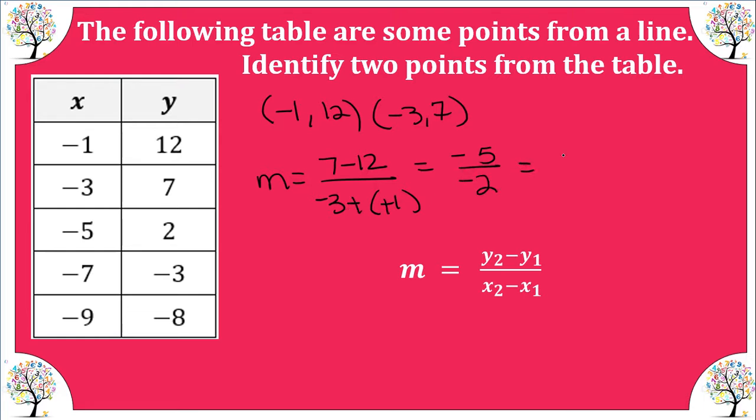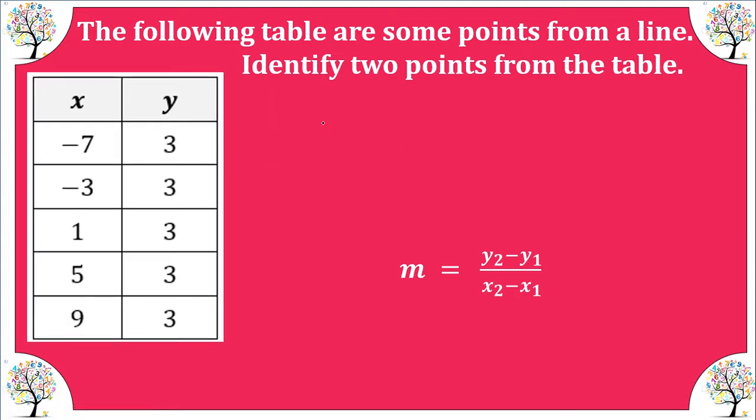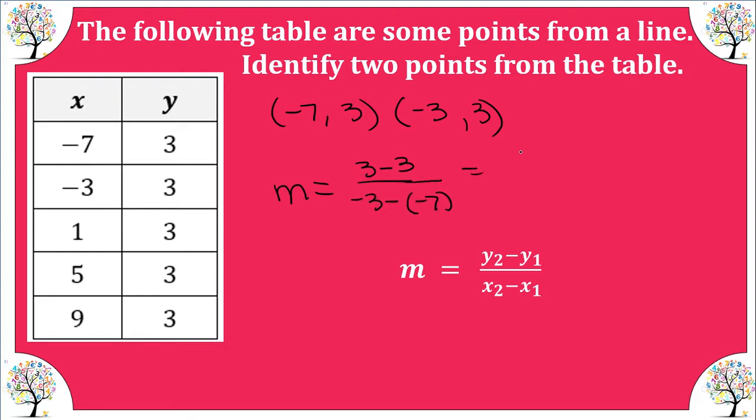When you have a negative over a negative, it becomes a positive. So this is actually going up 5 and to the right 2. -7, comma 3. Notice our y's are all the same number. This is a function. Our slope is going to show we have the change of the y's, which is going to give us a 0 over the change of the x's. So it gives us 0 over 4. So we have a slope of 0.